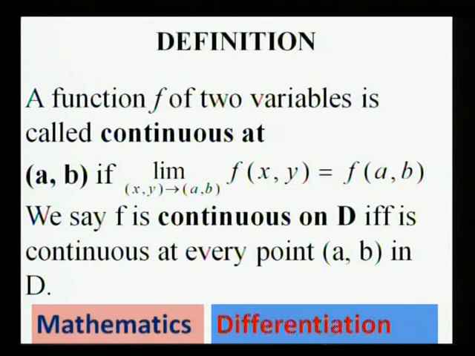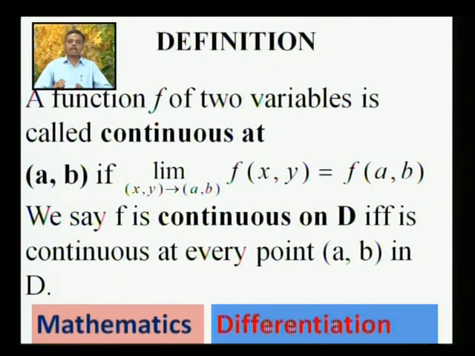Now here D is called the domain. We say f is continuous on the whole domain D if and only if it is continuous at every point (a, b) in domain D. So we have just generalized from a function of one variable to a function of two variables. All the ideas like limit and continuity are also generalized in a similar fashion as we did for one variable. So this is from my side.